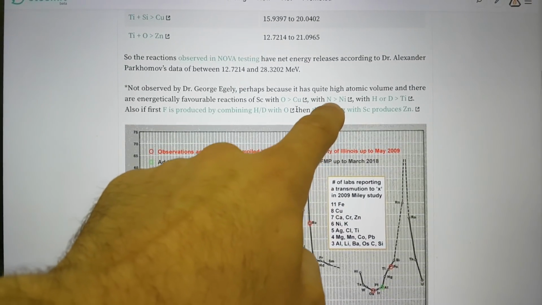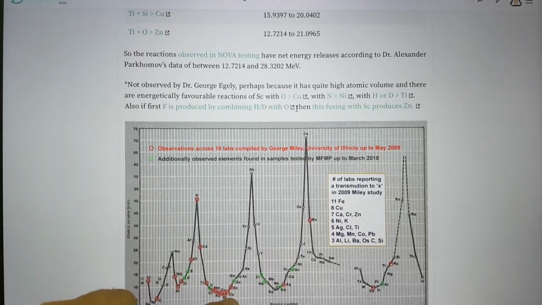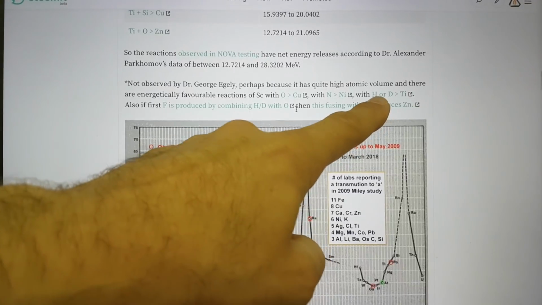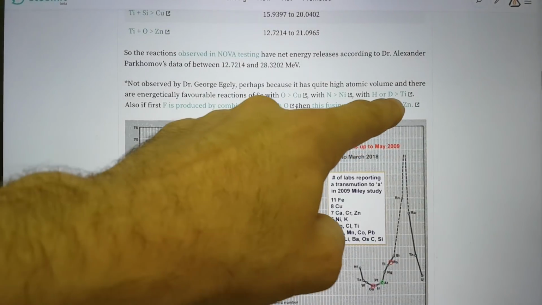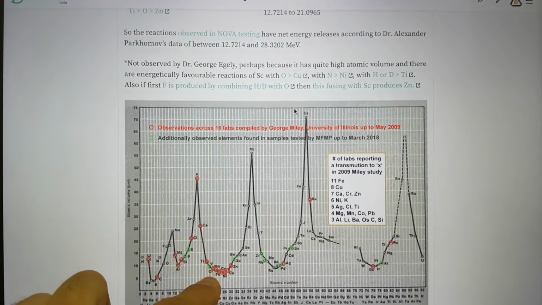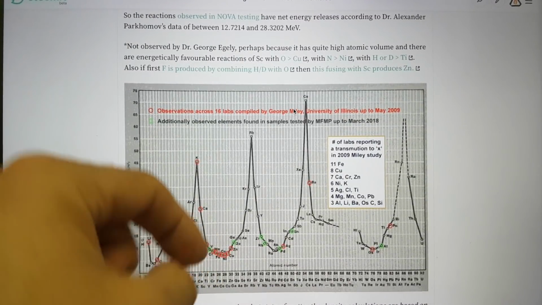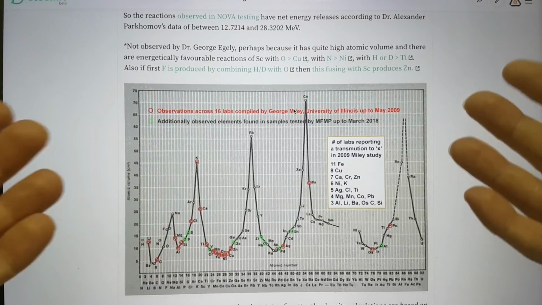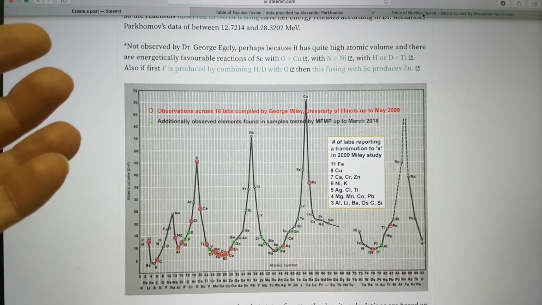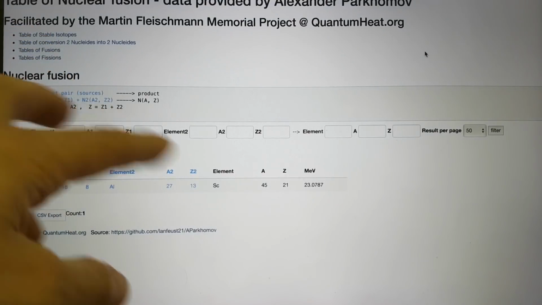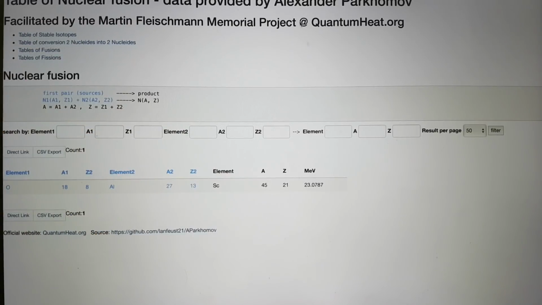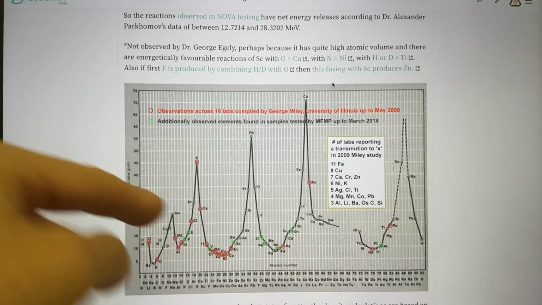If you fuse it with nitrogen, you go to nickel, and that's all the way at the bottom of this atomic volume area. And with hydrogen or deuterons, you get titanium, which is all the way down here. So it might just be that, and Alexander Parkhomov recognized that these data tables that he has are only looking at 2 to 2 fusions, or fusions of 2 to 1 or 1 to 2 fissions. He recognizes that this might only be part of the story.